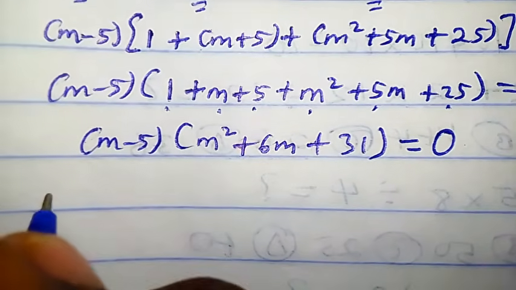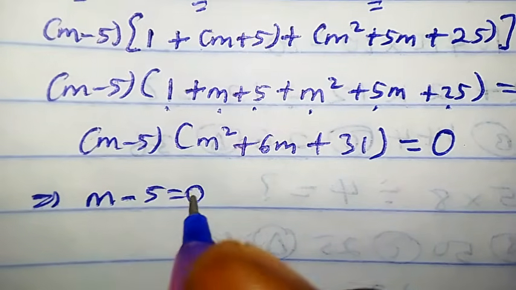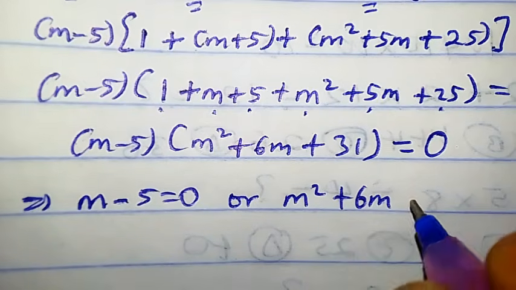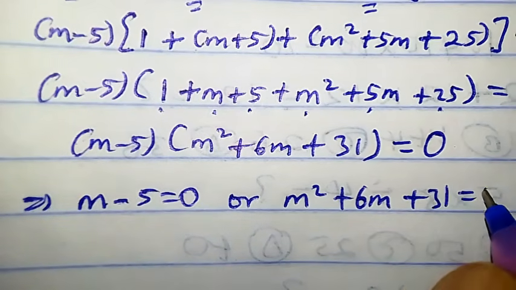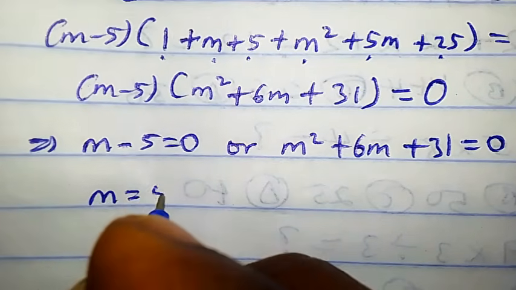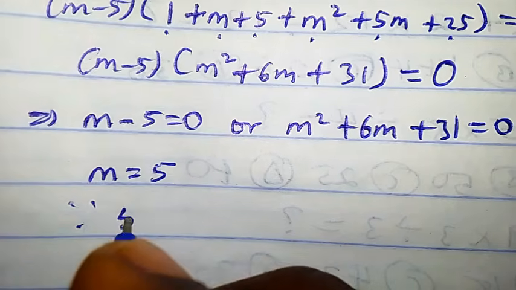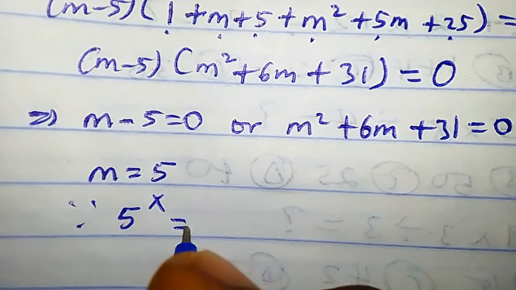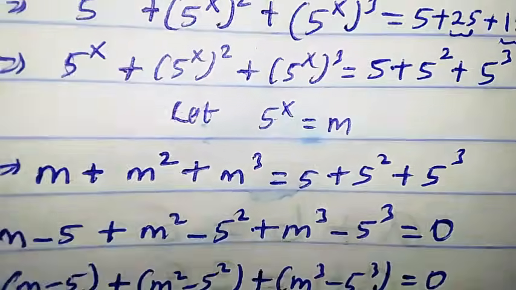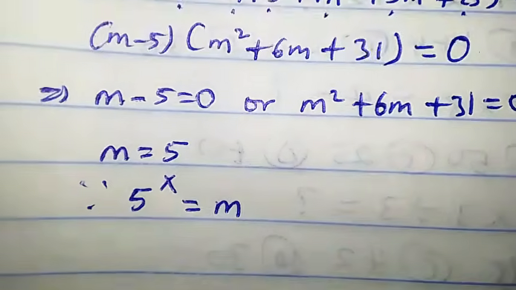Let's continue. This implies that m minus 5 is equal to 0, or m square plus 6m plus 31 is equal to 0. From this line, m is equals to 5. Since we already know that 5 to the power of x is equals to m, let me show you where we got this from. It's from this assumption.